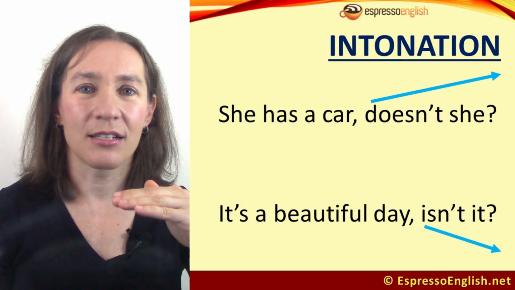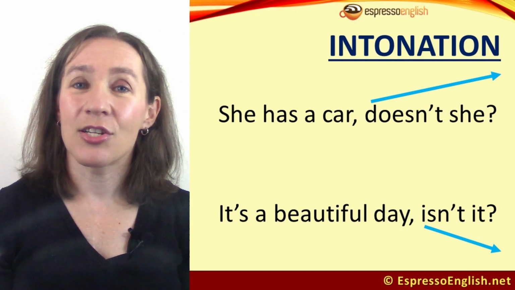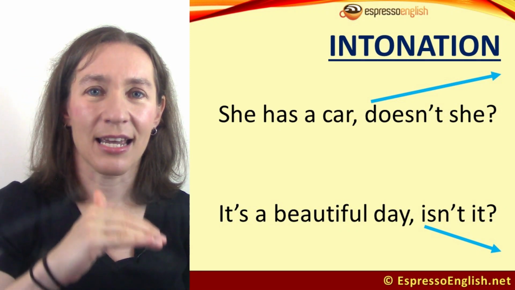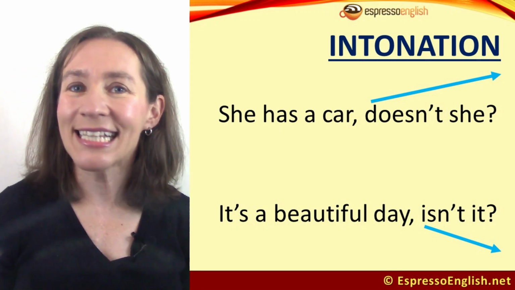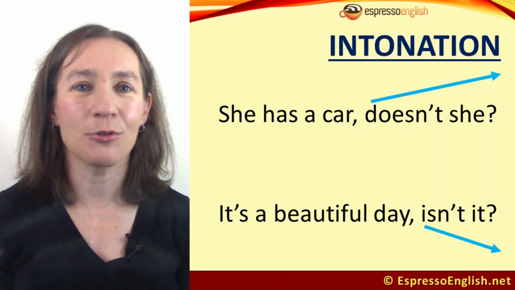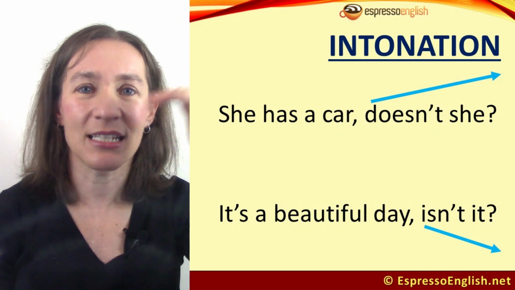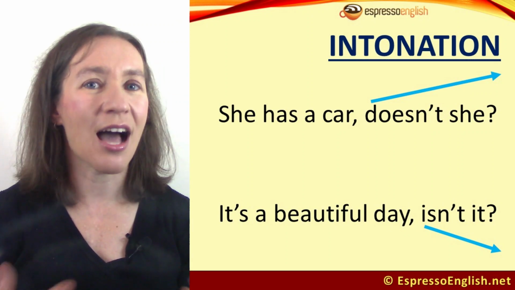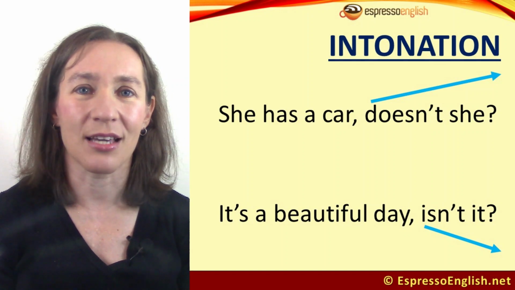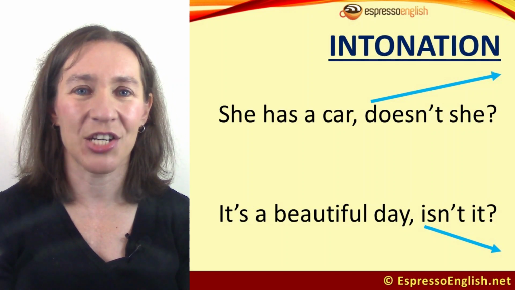She has a car, doesn't she? Intonation going down sounds like this. It's a beautiful day, isn't it? This means I'm not really asking you if it's a beautiful day or not. I'm just making a statement that I expect you to agree with. We often use question tags like this, with intonation going down at the end, when we state something obvious, but we also kind of want to invite the other person to agree with us, respond, and start a conversation.